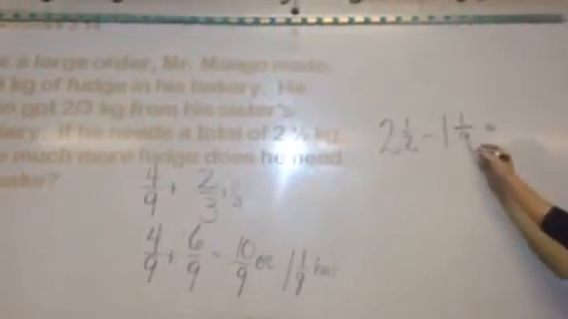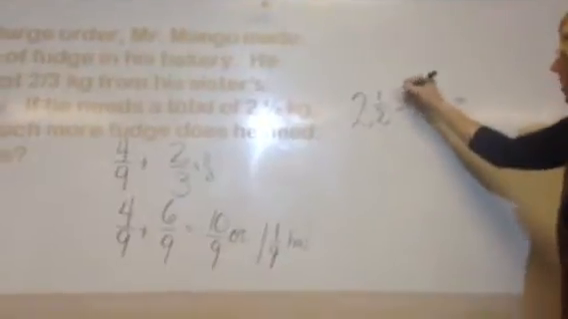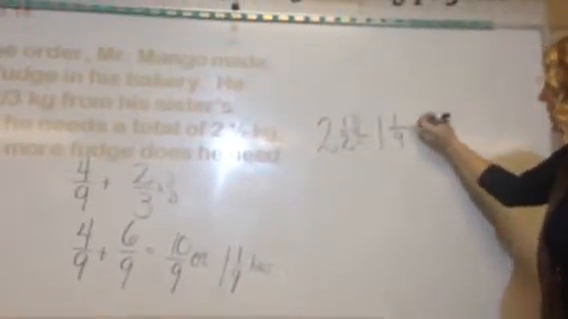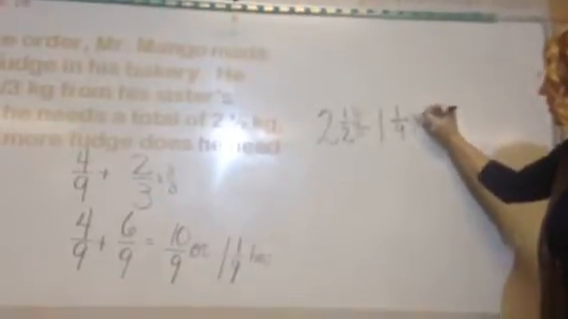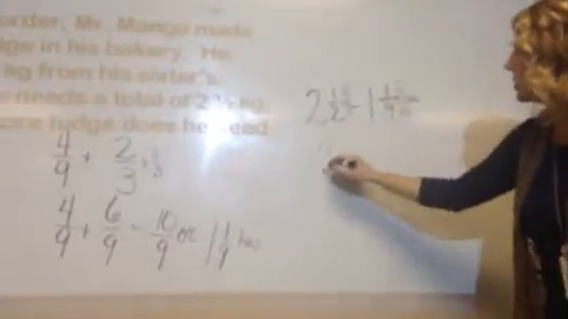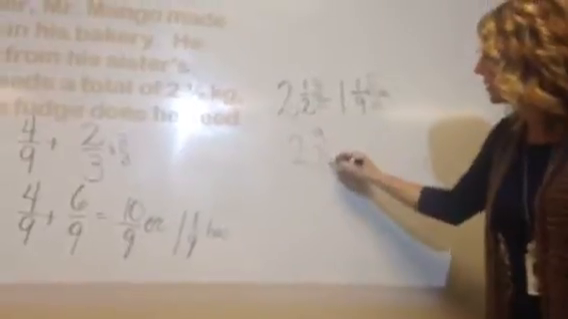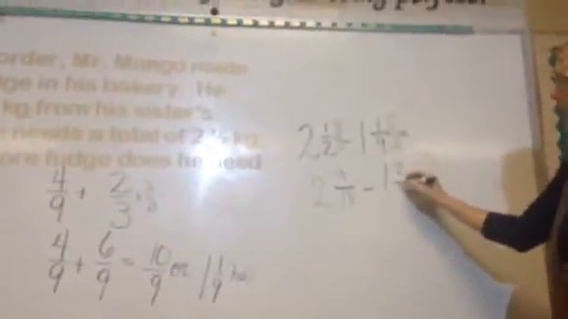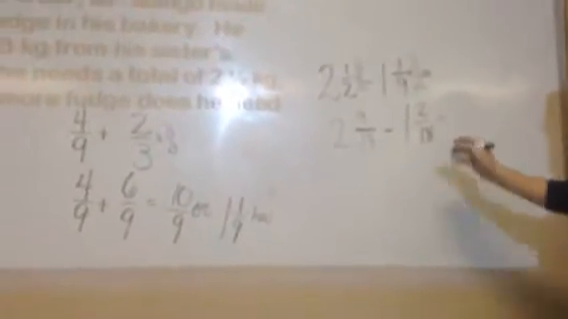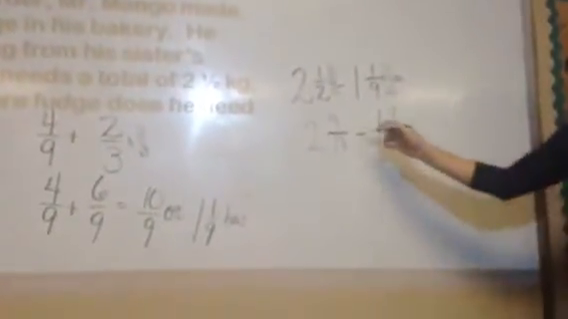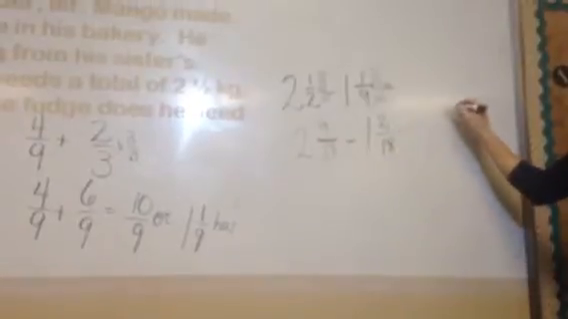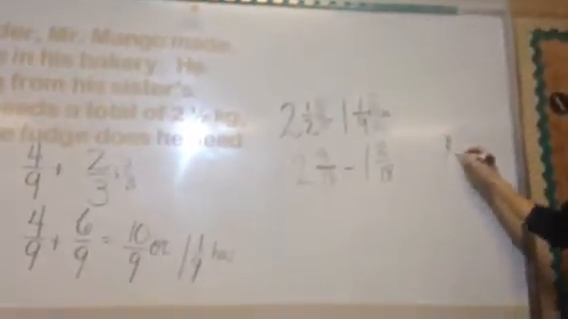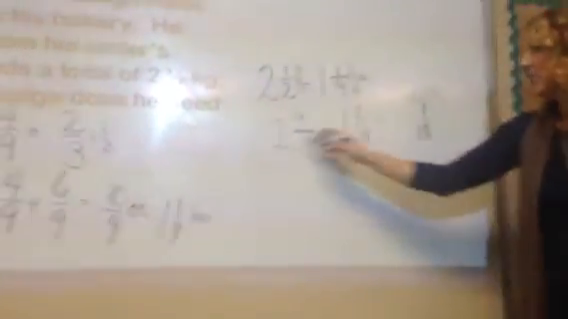What's a good bottom number with a 2 and a 9? 18. Yes. So multiply times 9 over 9, which really stands for 1, and multiply times 2 over 2, which really stands for 1. We have 2 and 9/18 minus 1 and 2/18. Subtract your fractions, 9/18 minus 2/18. This is hard math right here. 7/18. 2 take away 1.